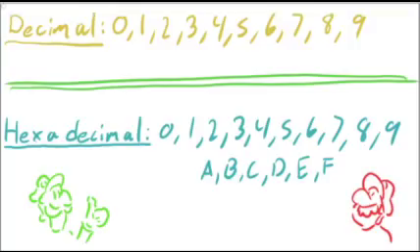In these 5 minutes, we learned decimal: 0, 1, 2, 3, 4, 5, 6, 7, 8, 9; hexadecimal: 0, 1, 2, 3, 4, 5, 6, 7, 8, 9, A, B, C, D, E, F. And how to convert from decimal to hexadecimal and vice versa.